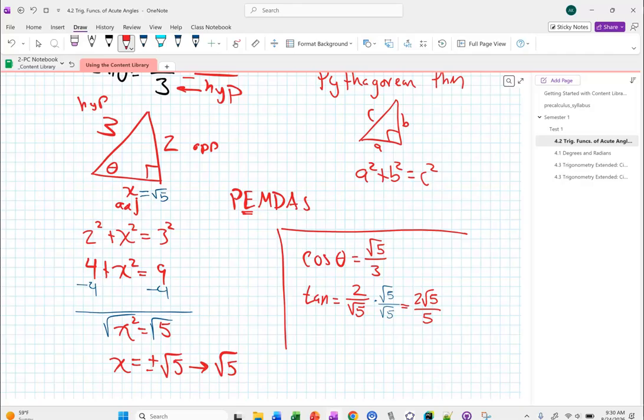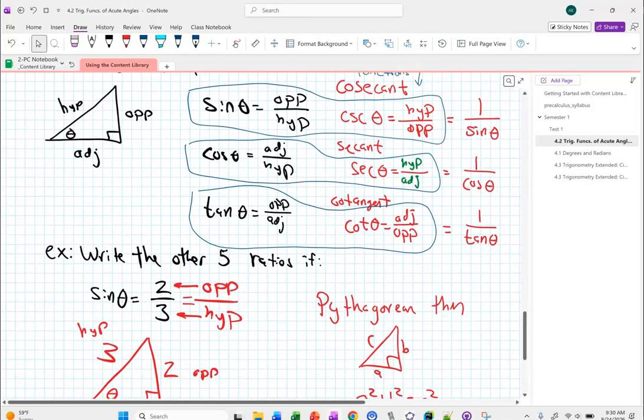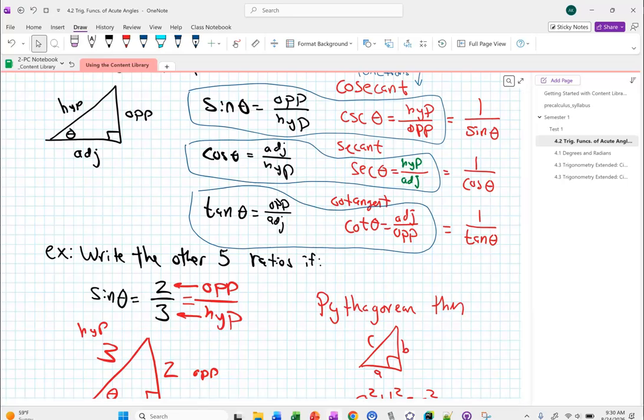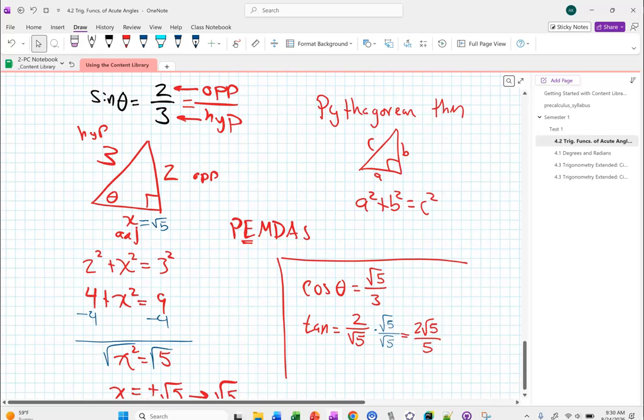we could continue filling in the formulas, but there's a little bit of an easier one. I don't even need to look at the triangle anymore to finish this problem. Why? Because all I have left are cosecant, secant, and cotangent. And these are just the reciprocals of sine, cosine, and tangent, right? So cosecant should be the reciprocal of sine, which is 3 over 2.